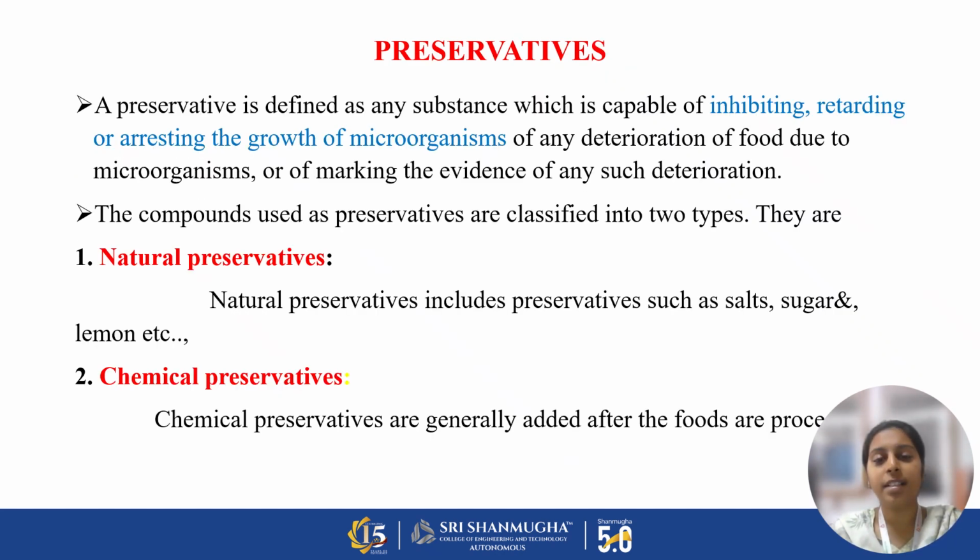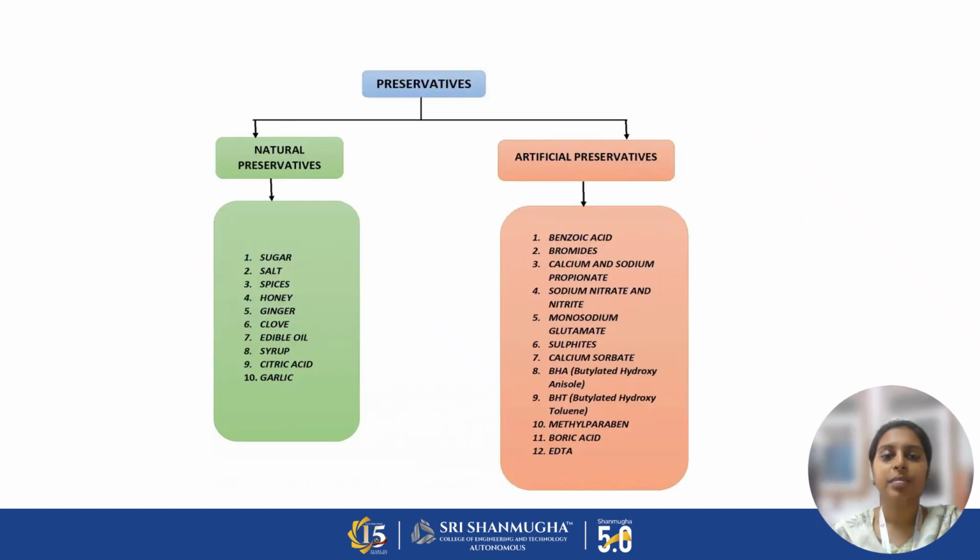A preservative is any substance which inhibits, retards, or arrests the growth of microorganisms. Preservatives prevent the growth of microorganisms in the food. They can be classified into two types: natural preservatives and artificial preservatives, which are also called chemical preservatives. Natural preservatives include salt, sugar, and lemon. Chemical preservatives are generally added to the foods during processing.